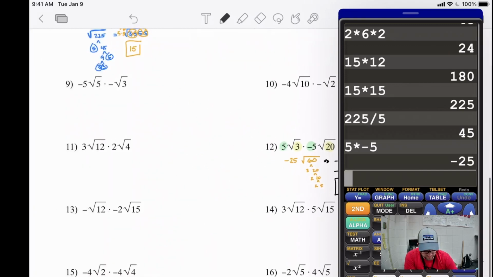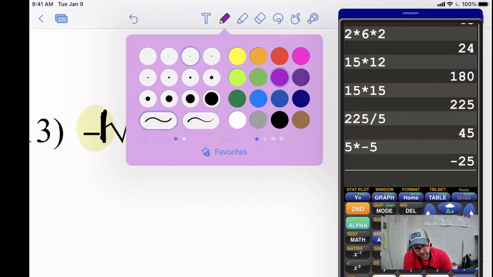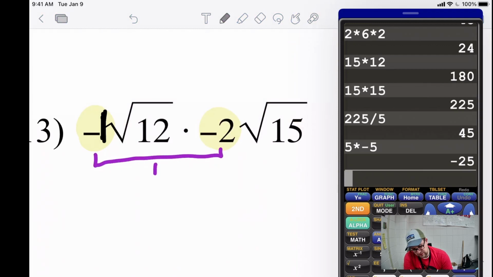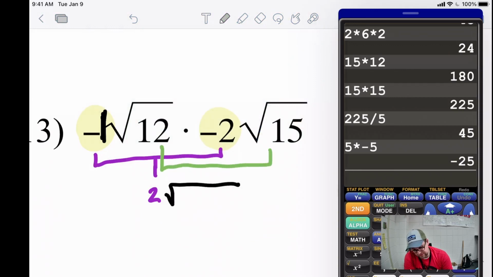Let's do one more, maybe a harder one. Here's one. This one's kind of unique. When you get to a problem like this, it's easy to get thrown off because we only see one outside number. But don't forget, you can always put a 1 in front over here as well. So we have -1 times -2. Hopefully, we know that -1 times -2 is going to give us a +2. Now we're still going to have our square root. And then we're going to have 12 times 15. So 12 times 15 is what's going to give us our number inside the square root. 12 times 15 is 180.